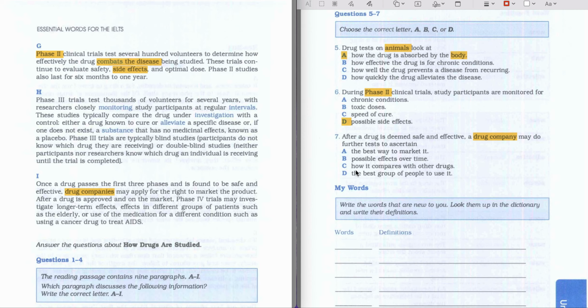So they were saying that they have an approval to sell it on the market, but they continue to do testing. But why? They want to see the possible effects over time. So the answer is going to be B, because they proceed to do all of this testing on patients of different ages, and they want to investigate long-term effects. This is the answer to our 7th question.